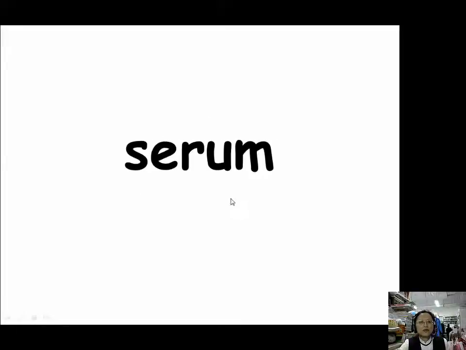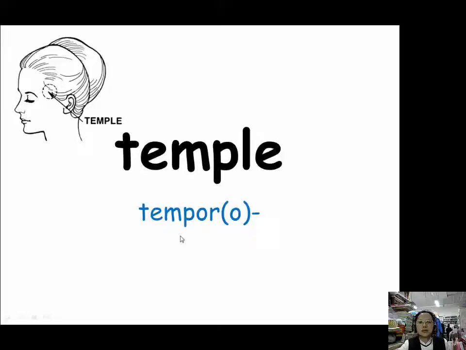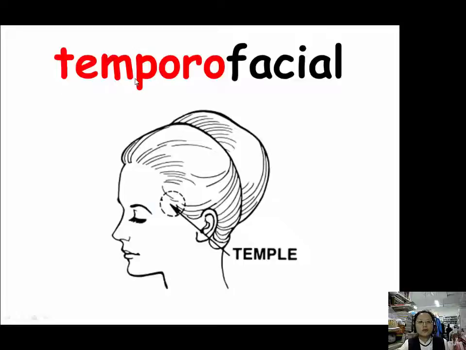Let's review what we learned for serum. We have two prefixes, ORRHO and SERO. For temporal, we have one prefix, TEMPORO. Temporo refers to this place of our head. Our example for temporo is temporofacial. Temporofacial is an anatomy term. It describes anything pertaining to both the temple and the face.